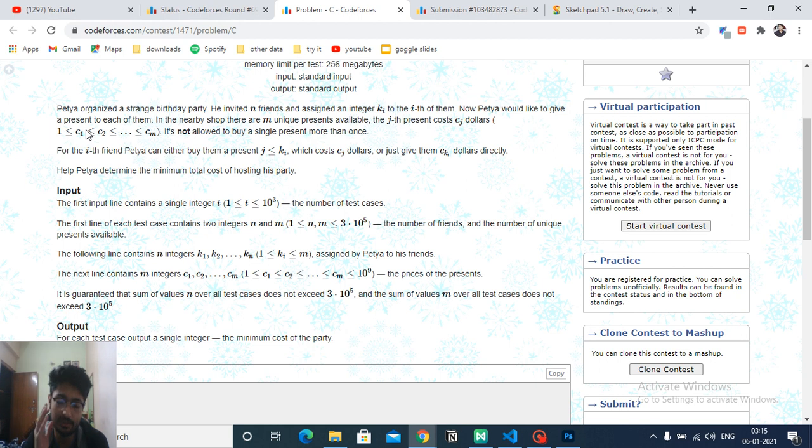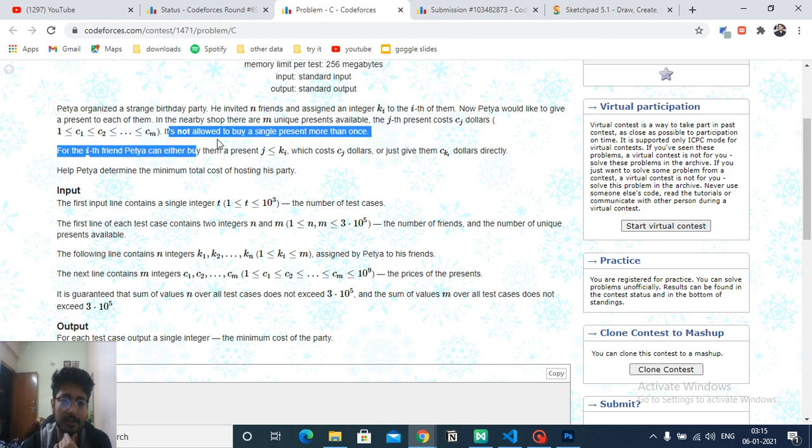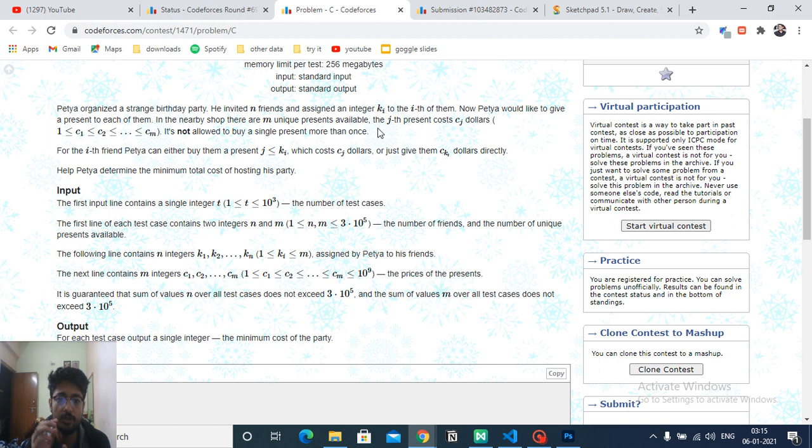And the main important thing in this problem is that the costs of those presents are sorted, as you can see here, and it is not allowed to buy a single present more than once. So this is one more point, that you are not allowed to buy a present more than once. So there are m unique presents in the shop, you cannot buy any product more than once, and all the products are sorted. These are the first things you have to observe from the question.